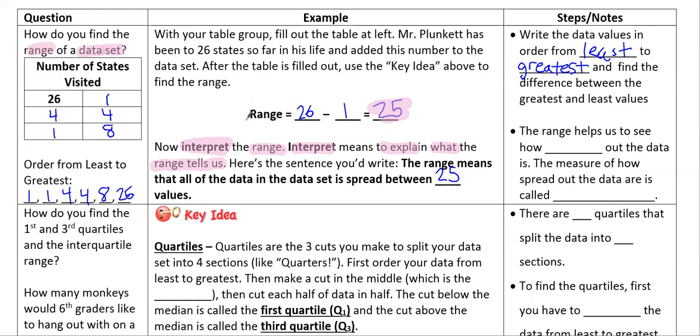Do you remember? Is range a measure of center, like mean, median, and mode? No! It's a measure of variation, which is the name of the chapter section. The range helps us to see how spread out the data are. I guess this should be "are," right? Because data is plural. The measure of how spread out the data are is called variation. Variation is that idea of how spread out the data are. So, perfect. Excelente. Let's move on.